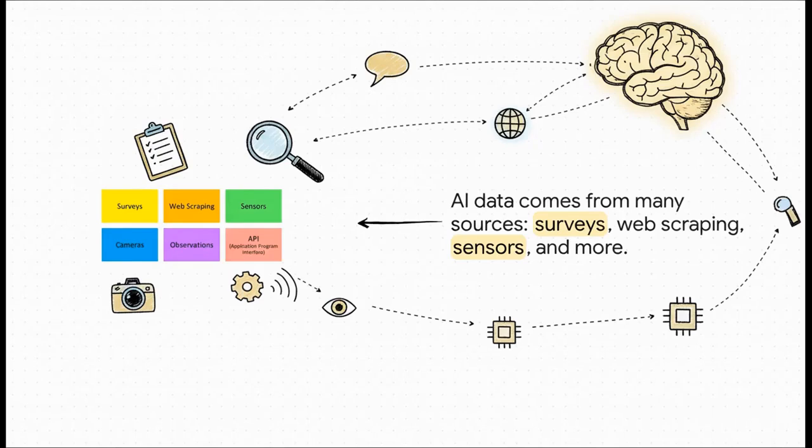And listen, these ingredients can come from everywhere. We're talking about surveys, stuff scraped from websites, data from sensors on a factory floor, pictures from cameras, pretty much any little piece of information you can collect that will help the AI learn.